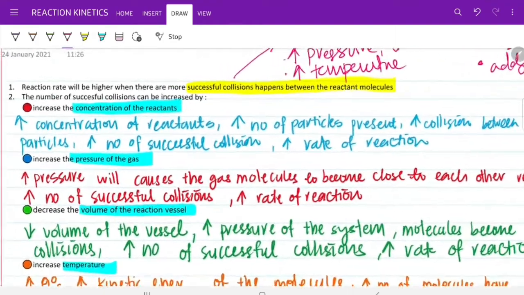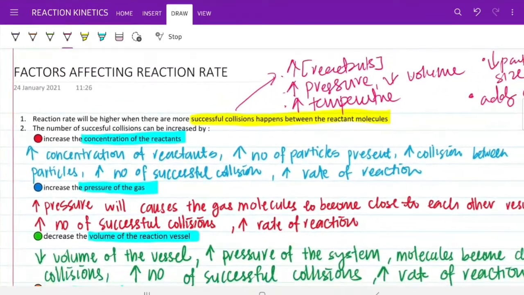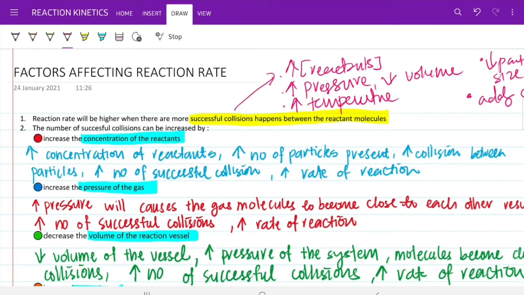So how does increasing the concentration of the reactants increase the successful collisions and give you a higher rate of reaction? When we increase the concentration of the reactants, we will have more particles present. So when more gas particles are present, there are higher chances of collision taking place between the gas molecules. So a higher number of collisions between the particles increases the frequency of successful collisions, thus a higher rate of reaction. So what about increasing the pressure of the gas?